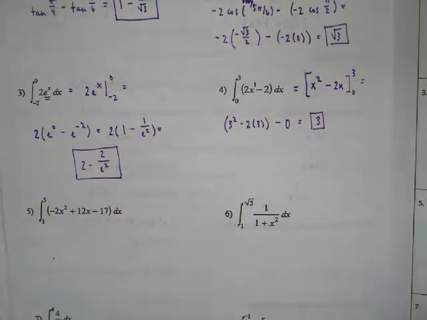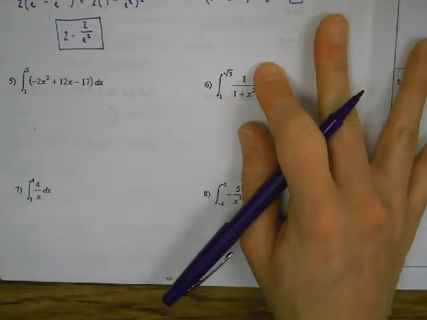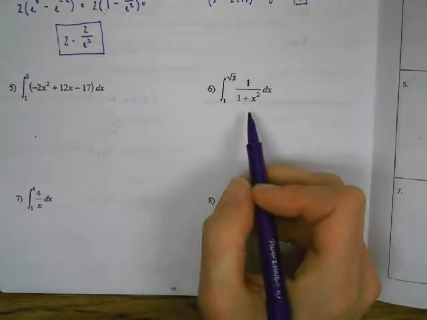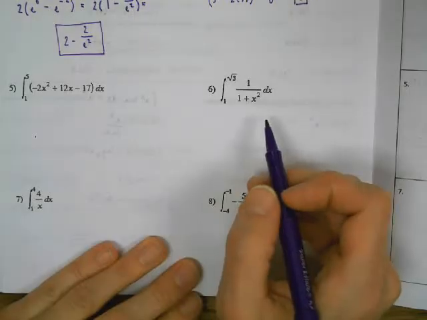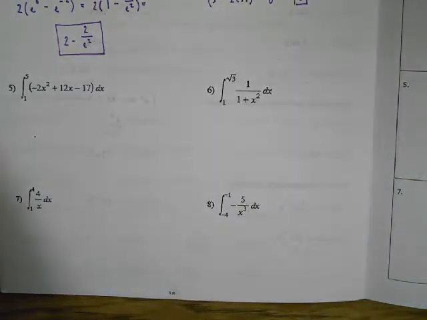I'm going to skip number 5 because that's the power rule again. Let's look at number 6. Again, hopefully this should jump out at us right away. All this is, the antiderivative is the inverse tangent of x.